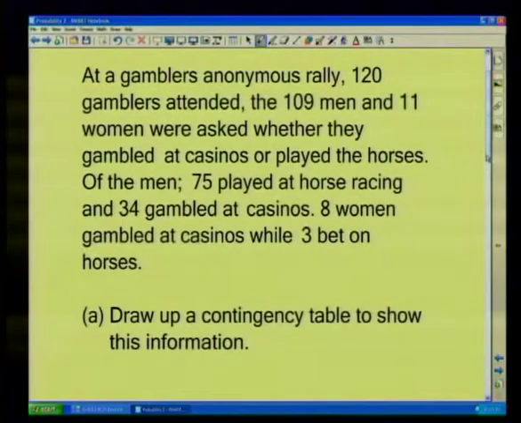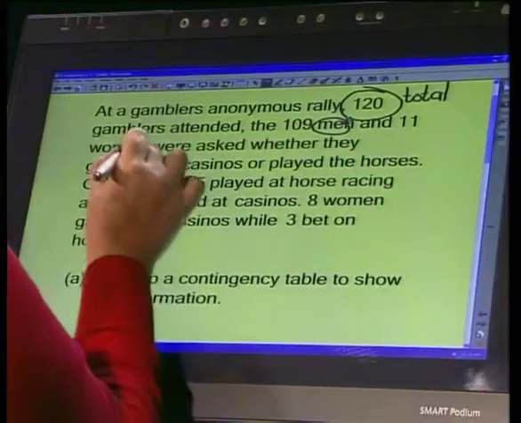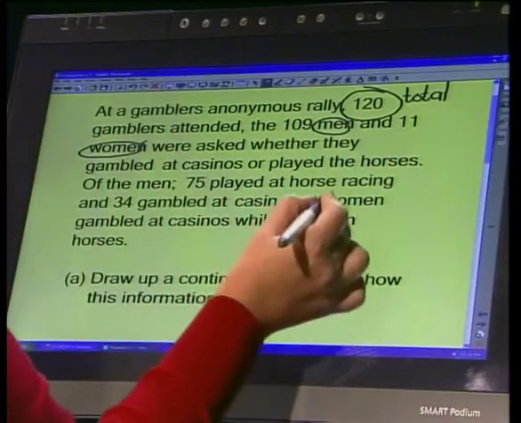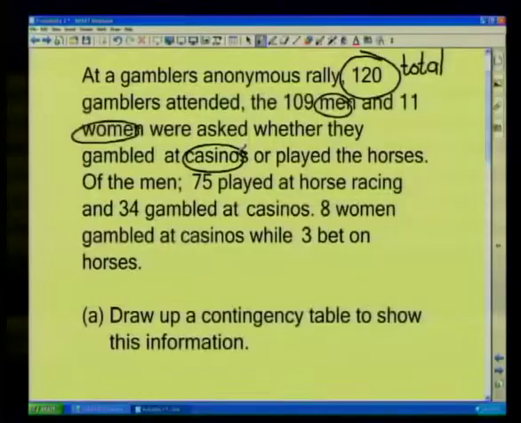Right, now the most important bit of information is that there were 120 gamblers at this meeting, or this rally, and that is going to be our total. We have got 120 people altogether. And we need to also look at the two different variables that we've got. We've got men, we've got women, and we've got people that play at the casinos, and we've got people that go to the horses or bet on the horses.